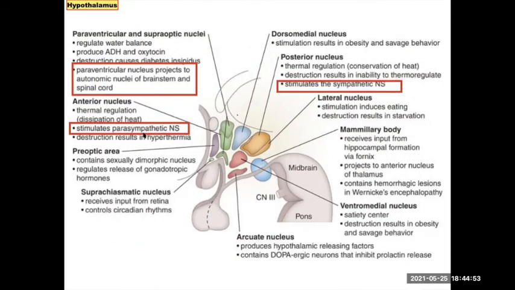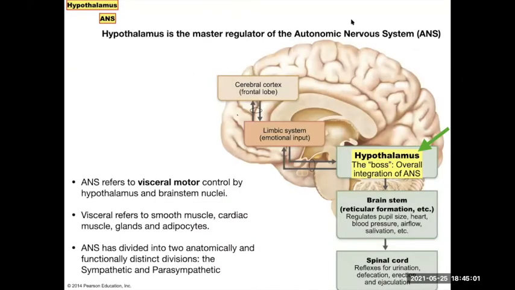But these are what we'll talk about today: the parasympathetic and sympathetic nervous system. The hypothalamus is the master regulator, working in conjunction with the brainstem, of the ANS. And when we say ANS, this is very important to get down: visceral and motor, two important words here. Because the ANS doesn't traditionally refer to the sensory component, and we're not going to do it.